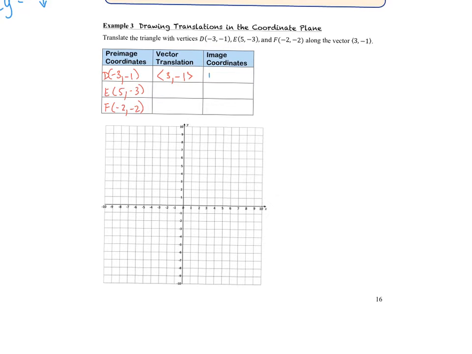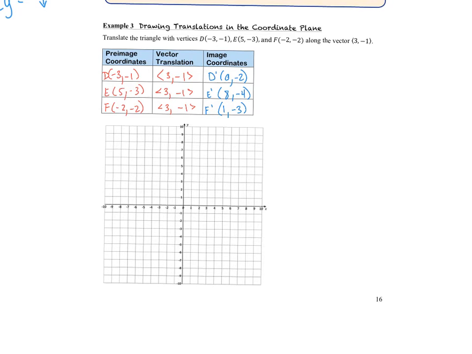And so that will result in D prime. Once I add 3, that's going to be 0, and I subtract 1, I get -2. And so that's the same vector translation for each of them. And so now for E prime, 5 plus 3 is 8, and then I'm going to subtract 1 from the -3, so that's -4. And then F prime is going to be -2 plus 3, which is 1, and -2 minus 1, which is -3.